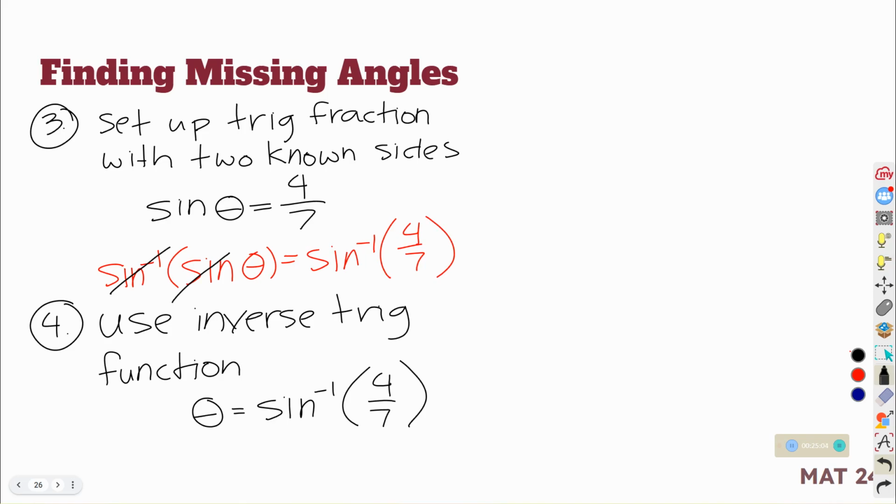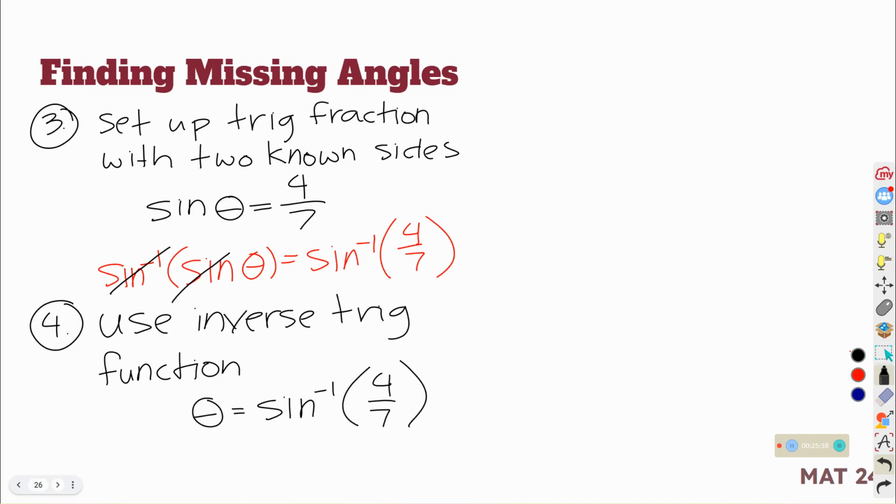And one of two things is going to happen here. If this fraction, 4 over 7, appears as one of the coordinates in your unit circle, sine is my y, so I'm looking at y coordinates. Do I see 4 over 7? If I do, the angle that goes with that fraction 4 over 7 is the angle. Most of the time, that's not going to happen.